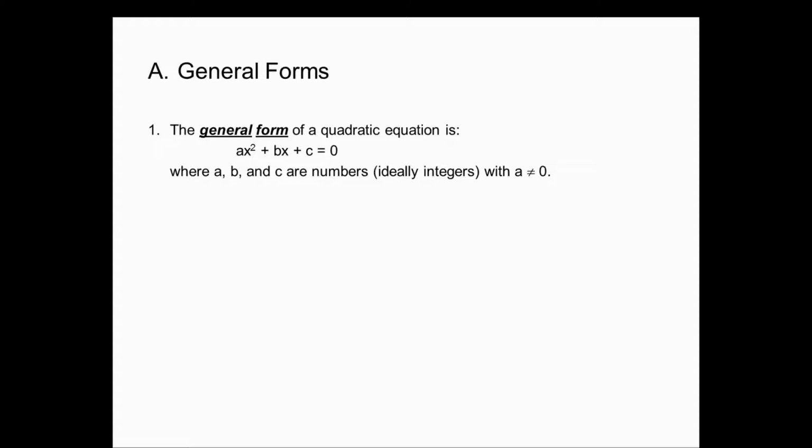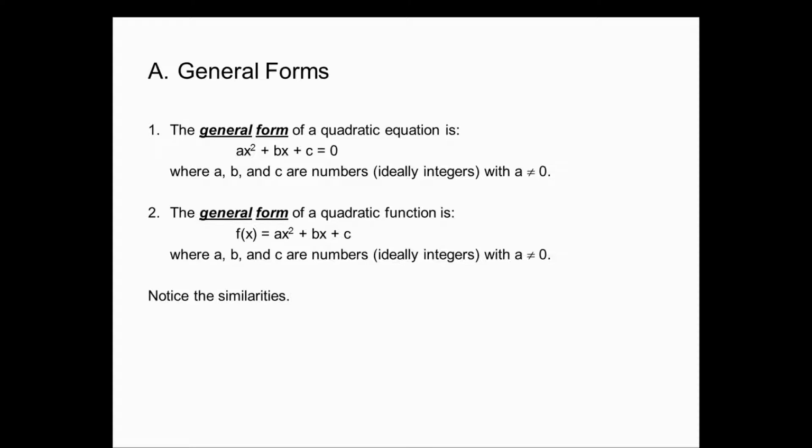General forms. Number 1, the general form of a quadratic equation is ax squared plus bx plus c equals 0, where a, b, and c are numbers. Ideally, we like them to be integers with a not equal to 0. It's having an x squared term that makes it quadratic. Now notice that if we look at degrees, it's also a second degree equation. So second degree equations, quadratic equations, they're the same thing.